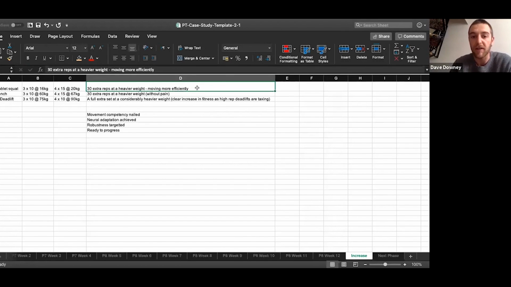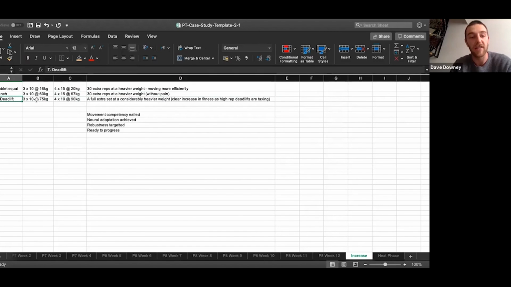So we know that effectively we can move into that back squat for our next phase, which will make even more improvements. So the bench press then, 3 by 10 at 60. That's what we started at. We've then ended up 4 by 15 at 67 kg. So 30 extra reps at a heavier weight, but most importantly there without any pain. So we've ticked off 2 of the goals. Well, the most important goals that we're targeting.